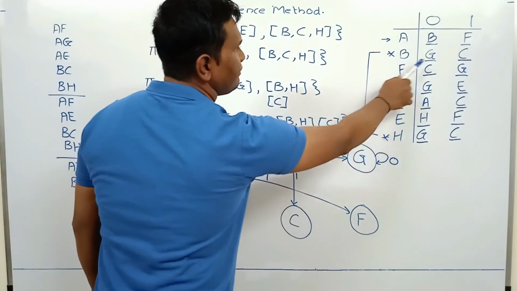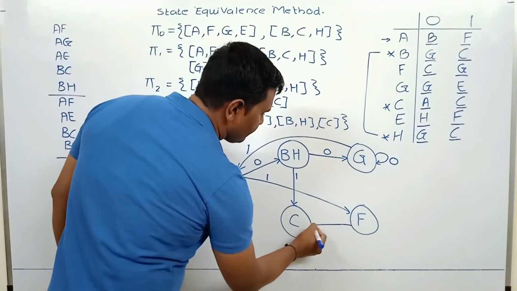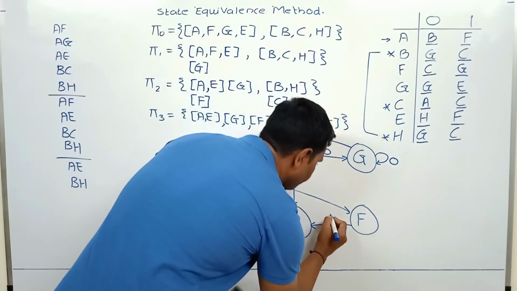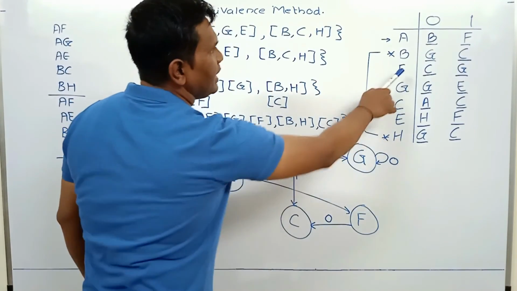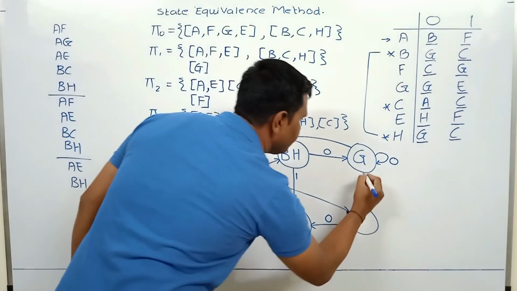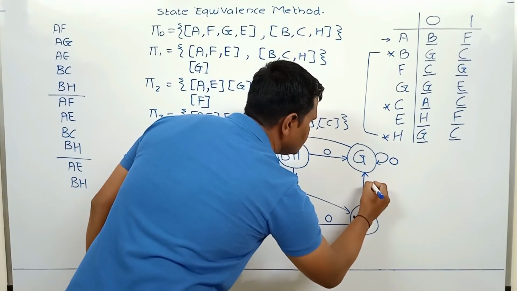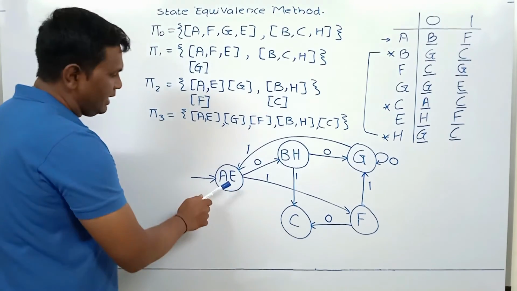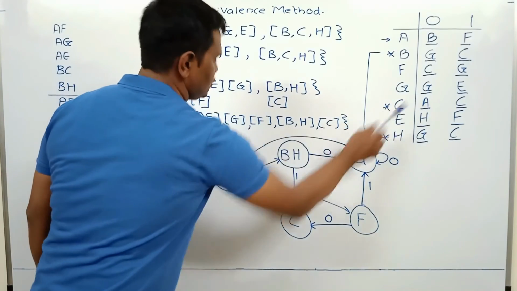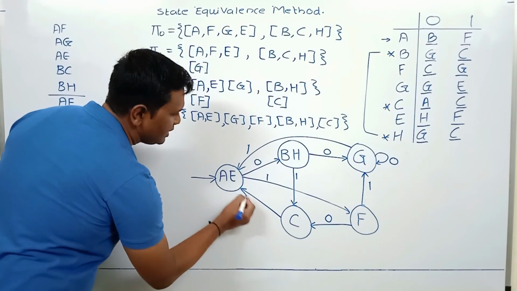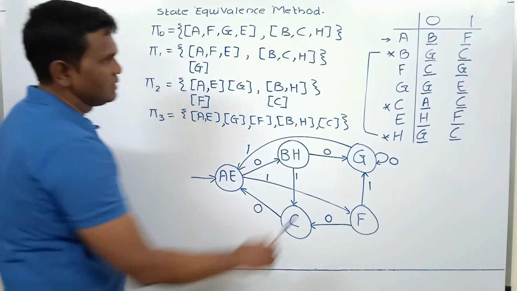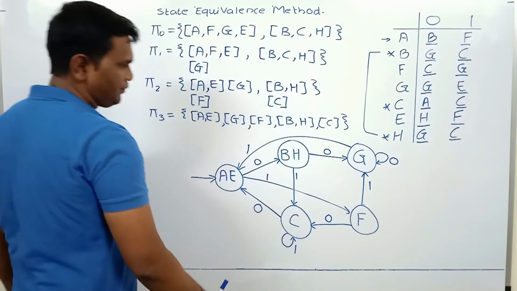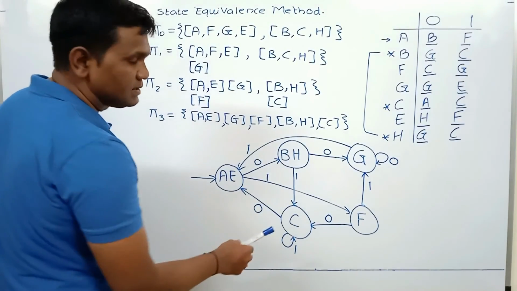Now F, F on 0 goes to C. F on 1 goes to G. For C, C on 0 goes to A, A is here, so C on 0 goes to AE. C on 1 goes to C. So we have considered all the transitions for all the states.